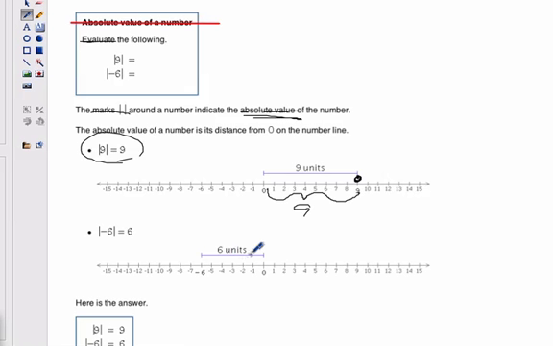And then here, in this example, the absolute value of -6, we know how to plot that, and we ask ourselves, what's this distance? Well, that distance is 6. Even though it's in the -6 direction, the distance is 6. So therefore, the absolute value of -6 is 6. The answer to an absolute value is always positive.